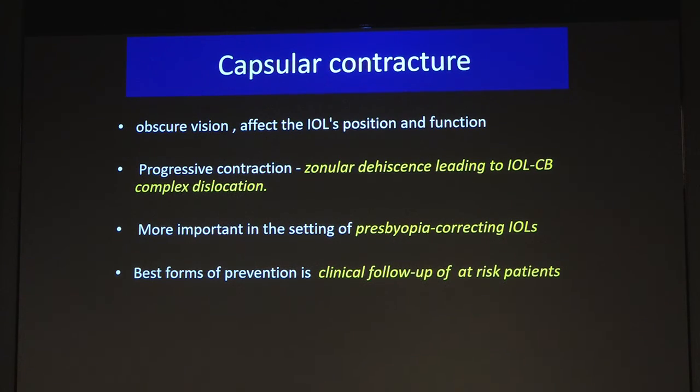and the IOL-capsular bag complex can get dislocated sometimes. In the era of presbyopia-correcting IOLs, it carries much more relevance because the progressive contracture leads to decentration, which reduces the optical quality as well as the best corrected visual acuity. So one needs to look at which are the high-risk patients and how to avoid these complications. One should closely look into this.